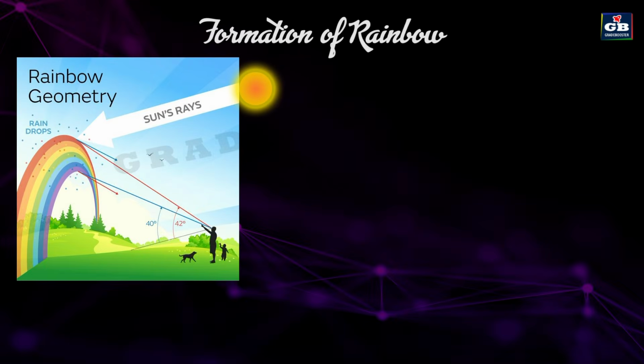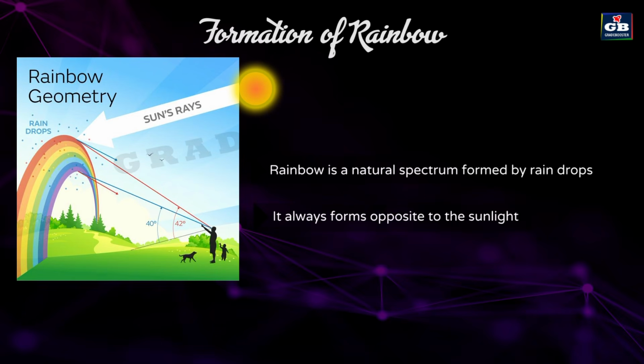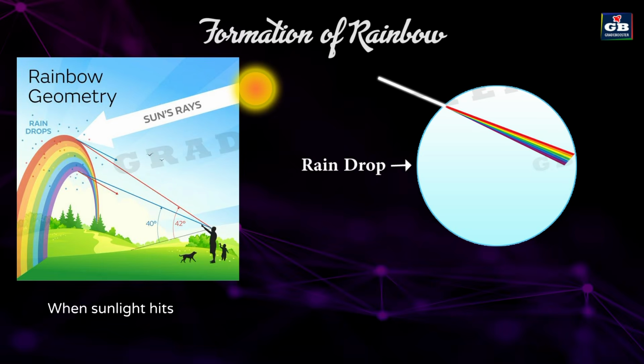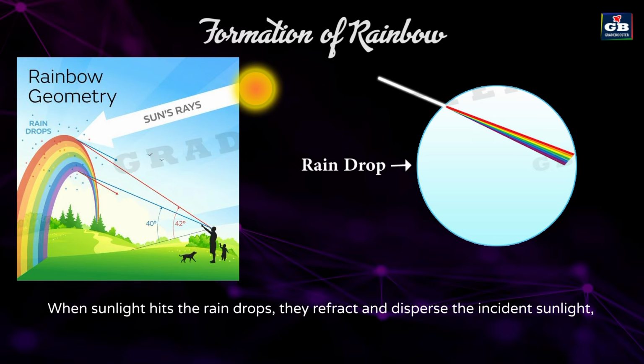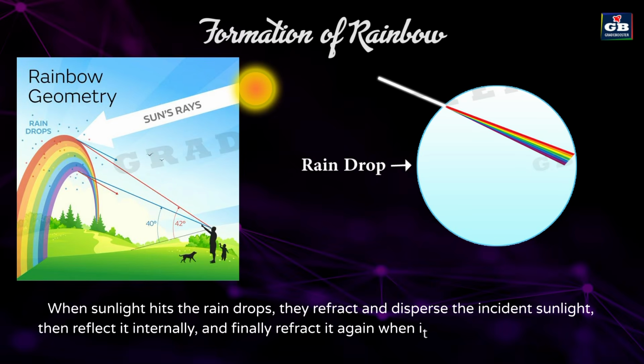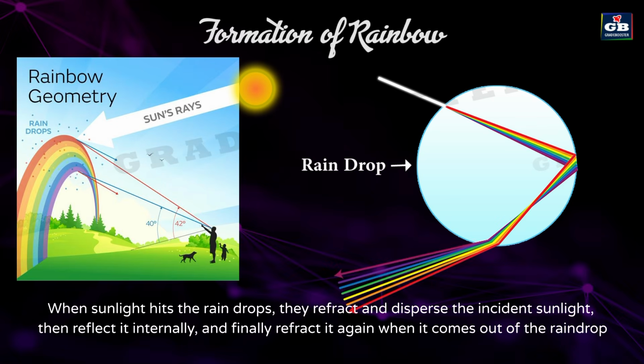A rainbow is a natural spectrum formed by raindrops. It always forms opposite to the sunlight. Here the water droplets act as small prisms. When sunlight hits the raindrops, they refract and disperse the incident sunlight. Then they reflect it internally and finally refract it again when it comes out of the raindrop.